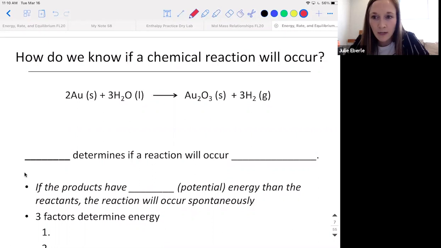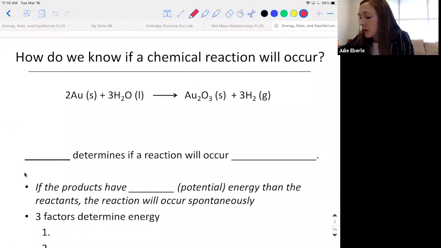Am I gonna get a chemical reaction, you think? Clearly we can write products for this, but would we get an immediate chemical reaction? Probably not, right? Now, maybe that reaction would happen over a long period of time, like years and years and years and years, but probably not immediately. So how do we know if we're going to get a reaction? Well, energy determines if a reaction will occur. And I'm going to use this word spontaneously.